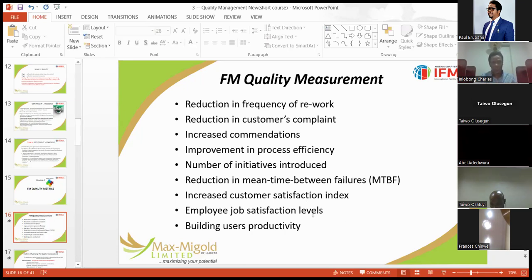Building user productivity. You also want to check the productivity of those using your facility. They want to come to work and be able to work without all the internal problems, without the AC not working, without the internet not connecting, without the seats bad and all that. So our work, like we know, is that we support the core business. We give them the environment to work and to deliver on their work. So you measure yourself based on your users' productivity.